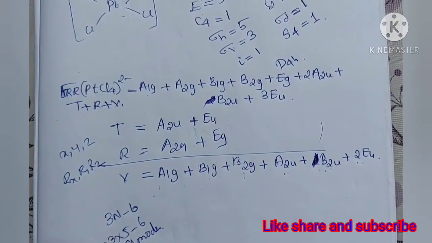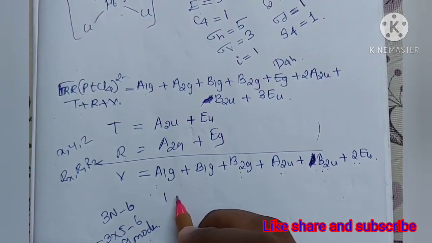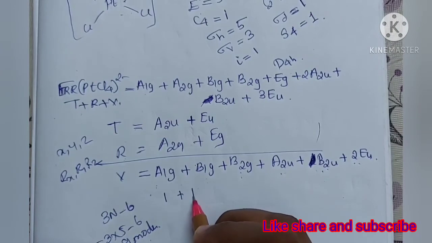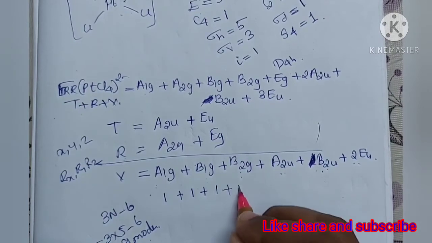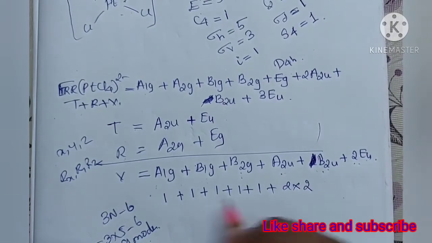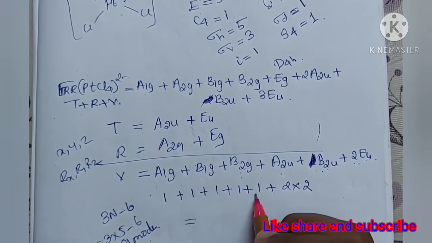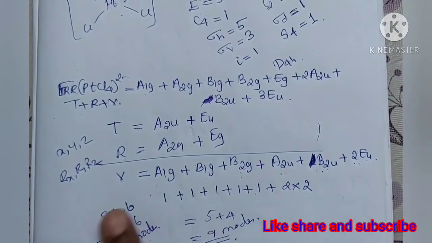Okay. So now we have to cross check with 3n minus 6. So 3 into 5 minus 6, that is 9 modes we should get. And here we can check 1 A1G plus 1 B1G plus 1 B2G plus 1 A2U plus 1 B2U plus 2 into 2-dimensional EU, so 4. So we get 1, 2, 3, 4, 5 plus 4, we get 9. So finally we get 9 modes. So the modes of vibration we calculated is matching with the modes of vibration we calculated using this formula.